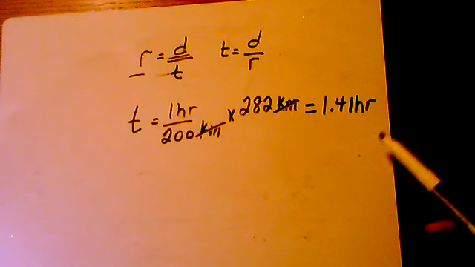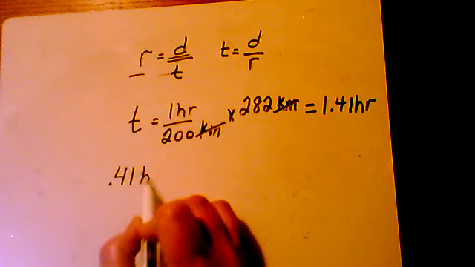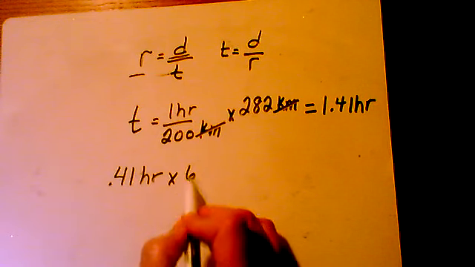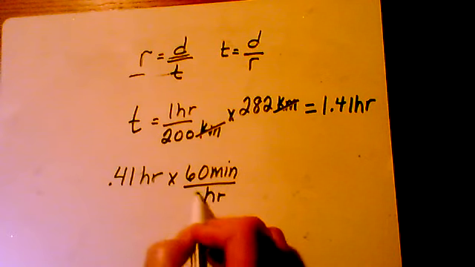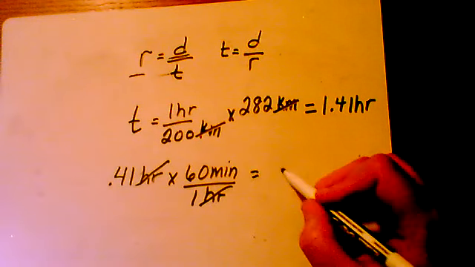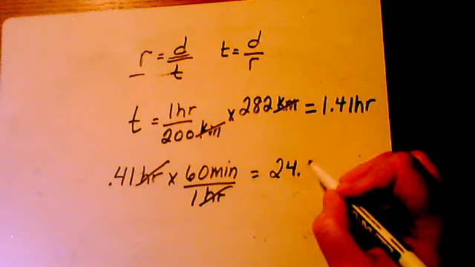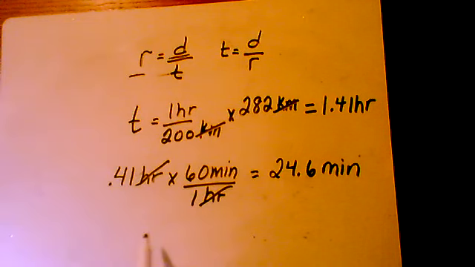Okay, so the next portion of the problem is to turn the 0.41 hours into minutes, because most people don't talk like this unless you're doing a timesheet. So we're going to write 0.41 hours times 60 minutes per hour. And we can cross out the hours, equals 24.6 minutes. So if we just round that up, we have 25 minutes, right? So the whole trip took 1 hour and 25 minutes.